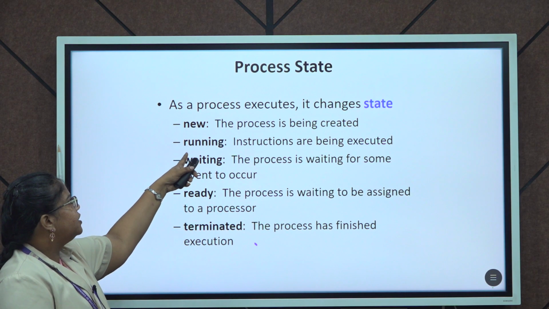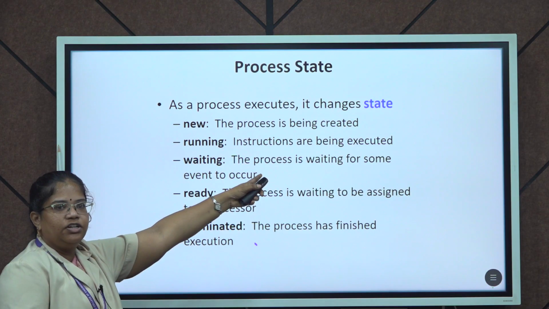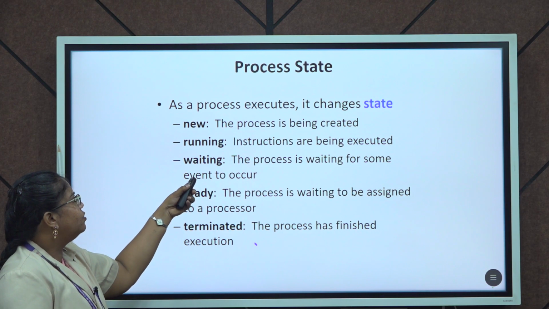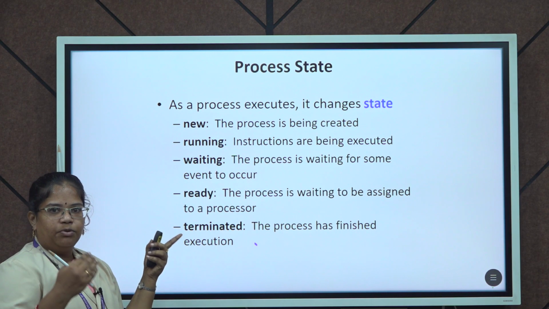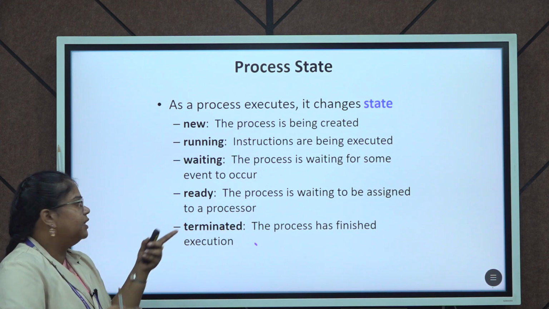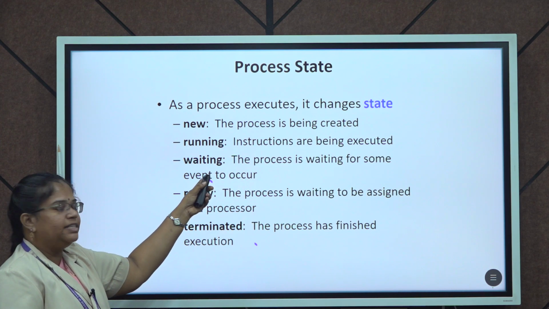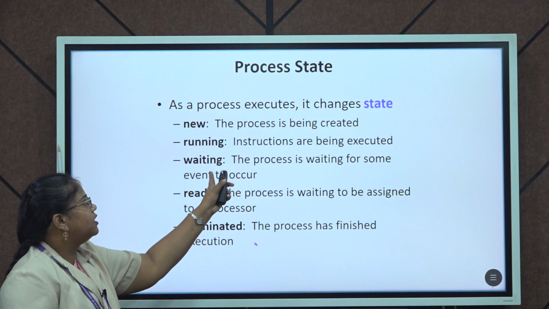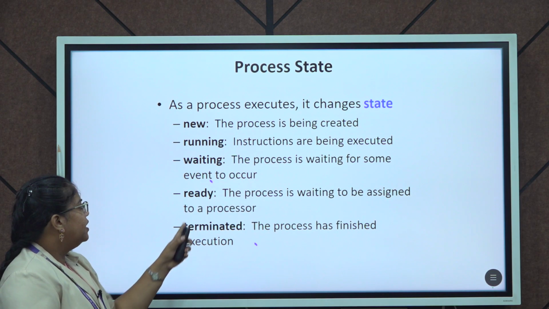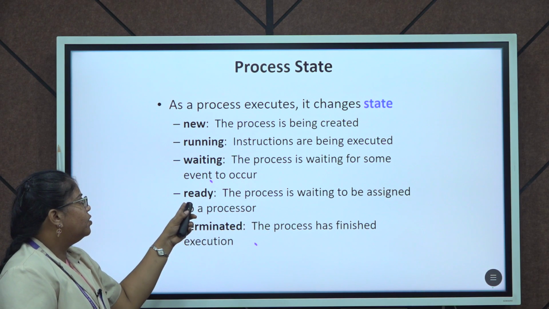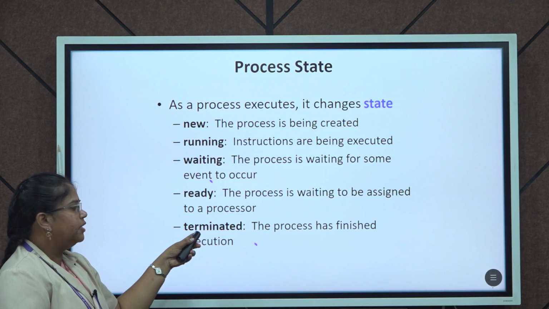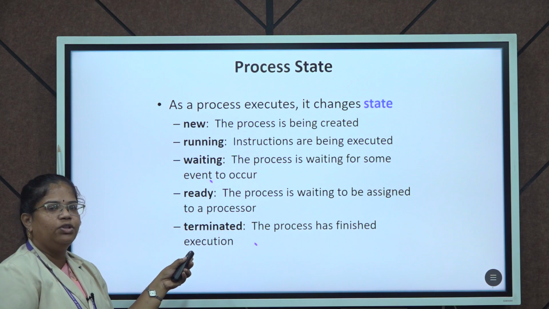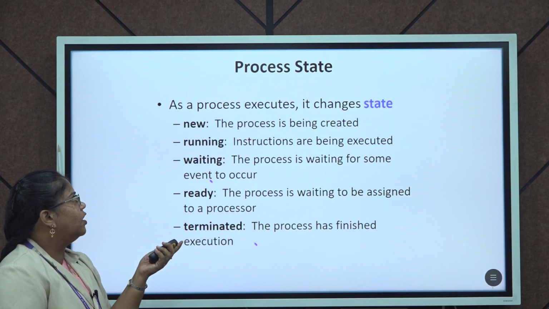Then the next one is the running state. It is where the instructions are executed. The next one is the waiting stage. If any process is running and an event comes, it goes to the waiting stage, waiting for some event to occur. The next one is terminated. After the ready stage comes terminated. Terminated means it has finished the execution. This is called the process state.